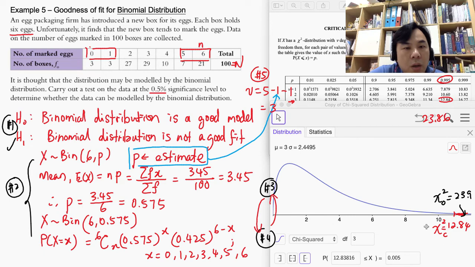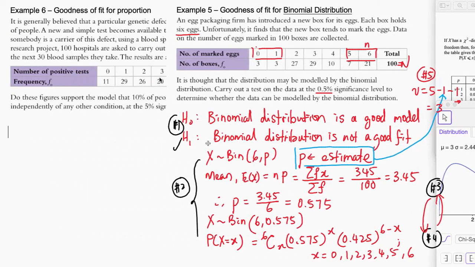Therefore we have sufficient evidence to reject our null hypothesis. Of course, for exam purpose, you can use the words reject the null hypothesis in this case, and since we reject the null hypothesis, therefore binomial distribution is not a good fit. Alright, I hope that is clear in this case. I'm going to move on to the next example shortly.